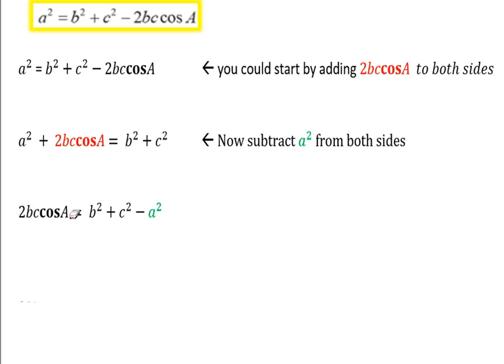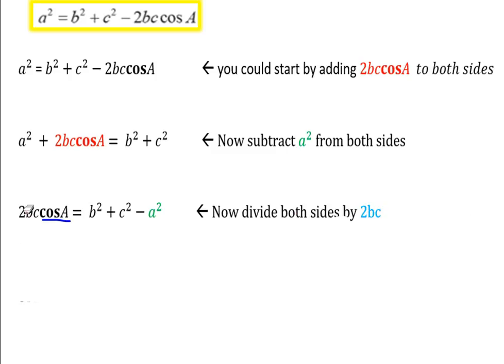What might you do now? We want to make A the subject. You can't just divide off cos, because cos is actually attached to A. Think of cos and A as bound together right now. Eventually we'll inverse cos both sides, but before you inverse cos, you really need to divide off 2bc from both sides. So next step, divide both sides by 2bc.